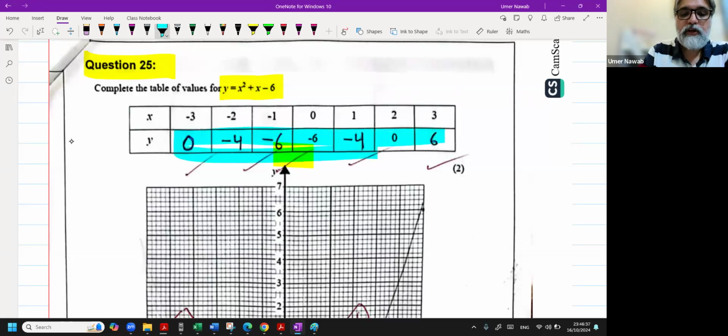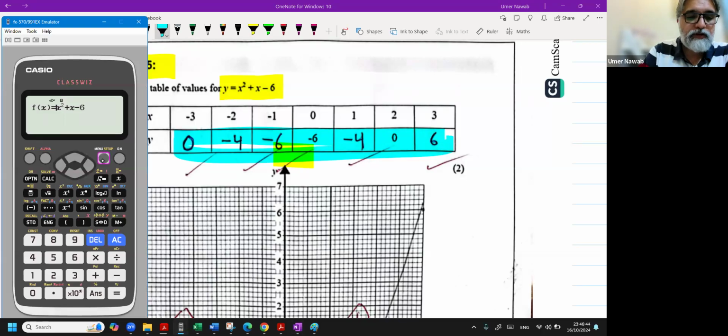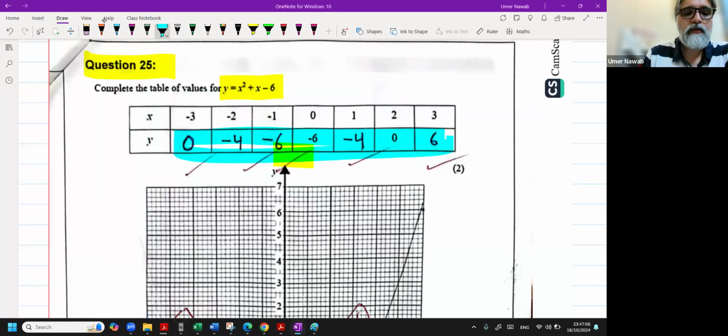If a student doesn't want to use this function, he can also use the manual way, which is basically to write bracket open close squared plus bracket open close minus 6. And then in the brackets, I'm going to write one by one the numbers which are my inputs. So I'm going to write here minus 3 again. Check that, guys, I got the answers for my y's.